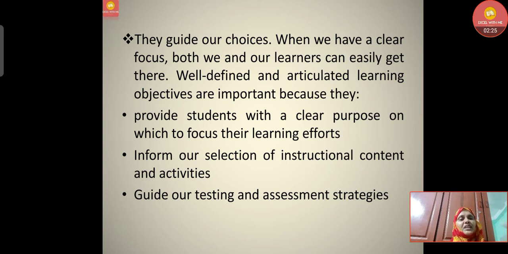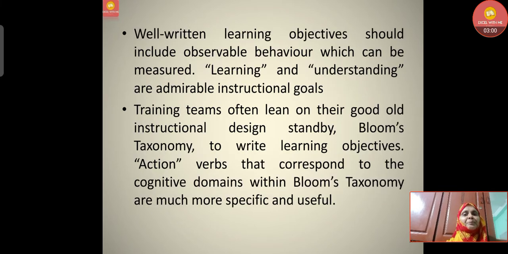Once the learning objectives are achieved, they will give an idea of what should be done at the next level, how to arrange the activities, and what activities can be done for the learning. Then they guide our testing and assessment strategies. Obviously, those learning objectives will guide testing, evaluating and assessment of what strategies are applied, and how they should be improved in future.